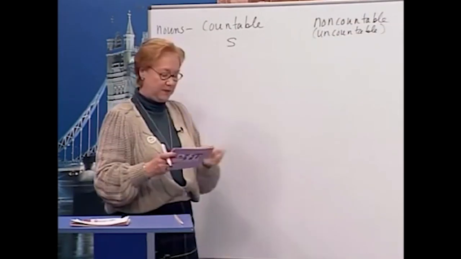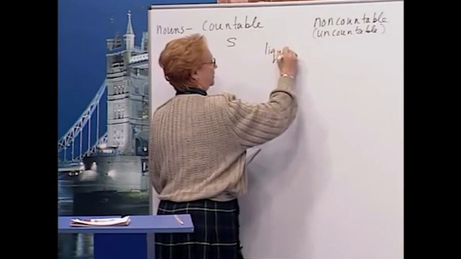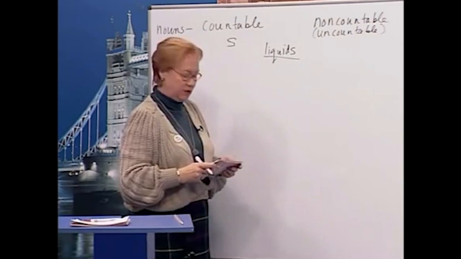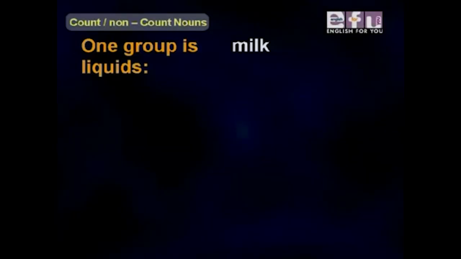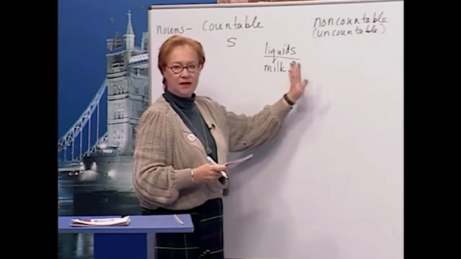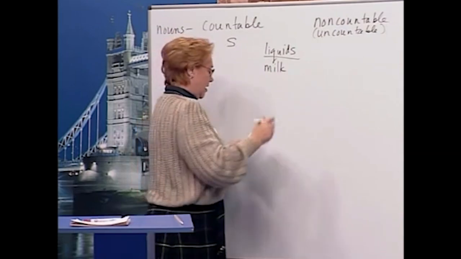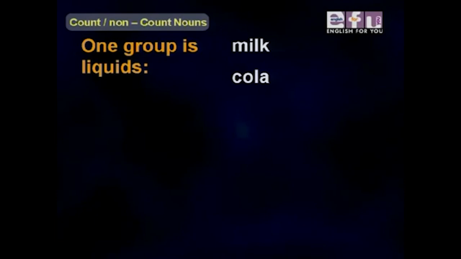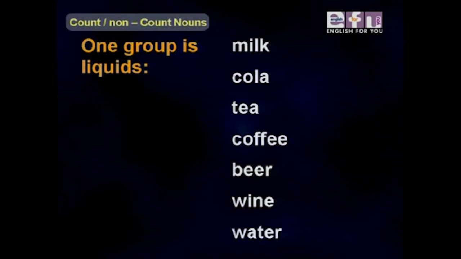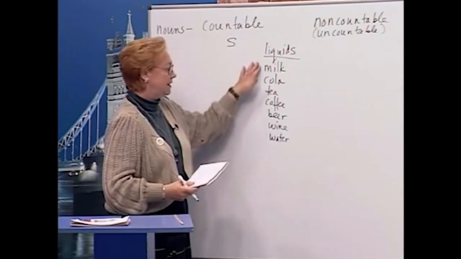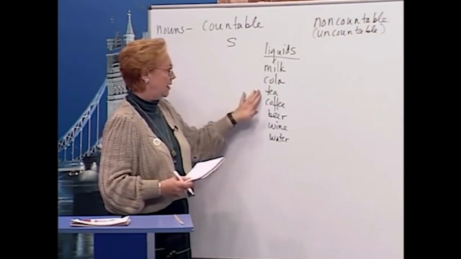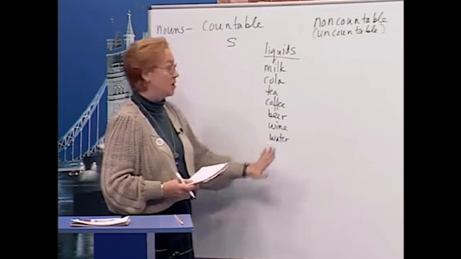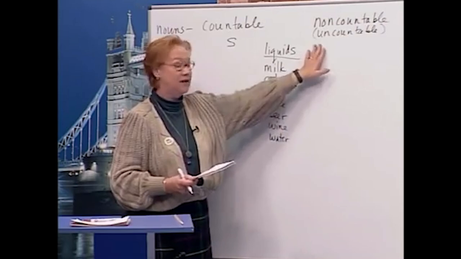All right, now, one group is liquids. In this group we have milk and milk products. So cheese, yogurt, ice cream, etc. Another one, cola, tea, coffee, beer, wine, and water. So these are liquids that we eat. So milk, cola, tea, coffee, beer, wine, and water. No S. They're non-countable.